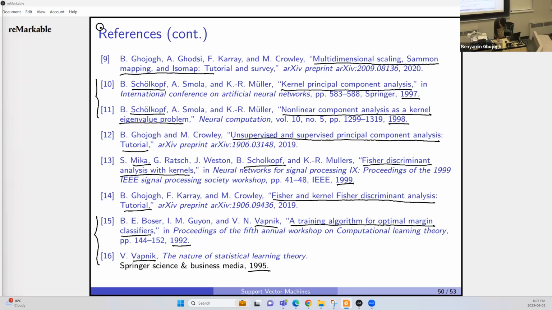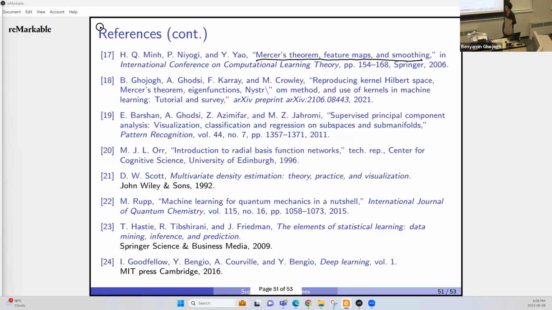This you can see Mercer's theorem, feature maps, and smoothing about kernels. This is our tutorial paper on kernels. This one, supervised PCA, which we'll see also is kernel supervised PCA, uses representation theory. Okay, that's one thing. Introduction to RBF networks. I told you RBF is also used in RBF networks. Multivariate density estimation. This is a good book for kernel density estimation.